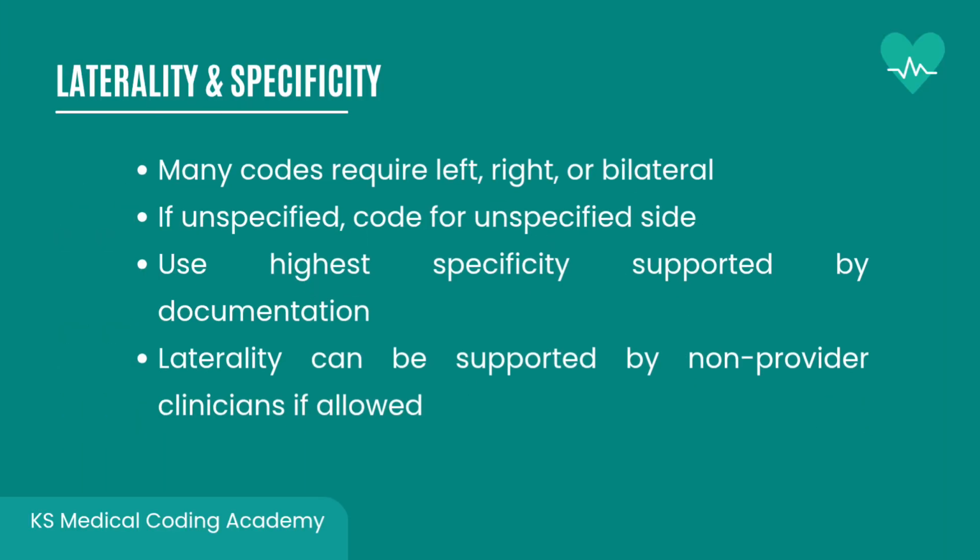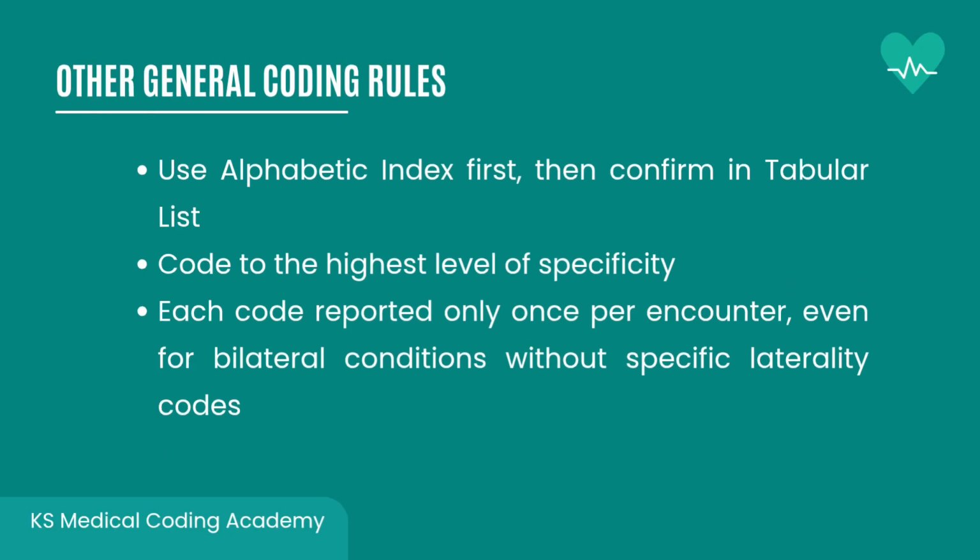Laterality and specificity. Many codes specify right, left, or bilateral. If documentation doesn't say which side, assign the unspecified code. FY 2025 guidelines allow you to use documentation from other clinicians for things like laterality, BMI, ulcer depth, and stroke scale.